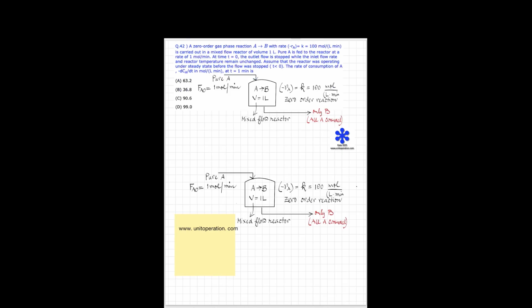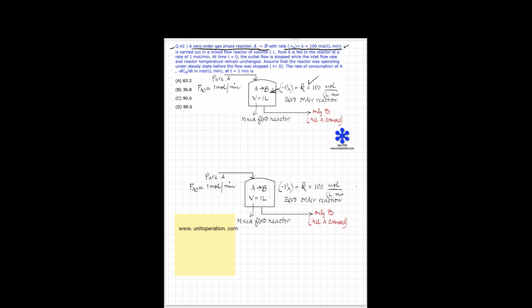A zero order gaseous reaction A to B with a rate. So this is zero order, does not depend upon the concentration of A or B. This is always constant of 100 mole per liter per minute. So that's a zero order reaction happening within the reactor.